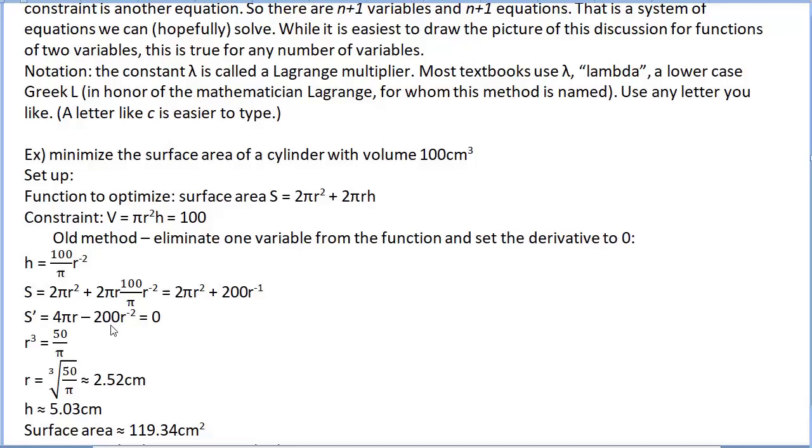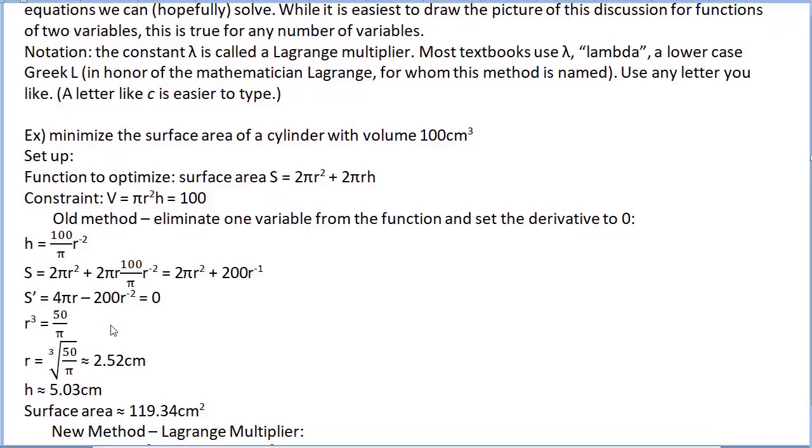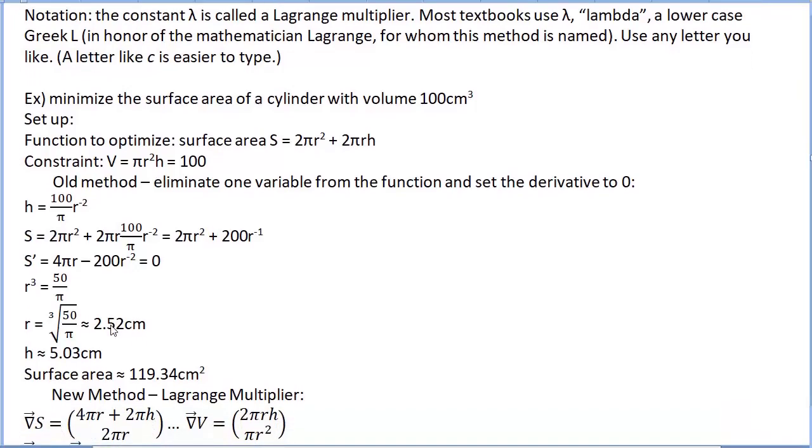Okay, that was the old method, which should look a little familiar. But now we'll talk about how to do it using the new method, Lagrange multipliers. We need to take the two functions and take their gradients, and their gradients must be parallel. So the gradient of our surface area function S, I set it up so that partial r is on top and partial h is on the bottom. The derivative with respect to r for the function S is 4 pi r plus 2 pi h. Then the derivative with respect to h is 2 pi r.